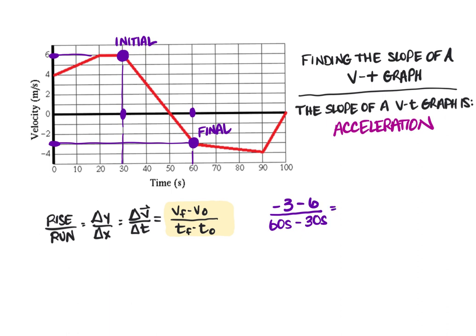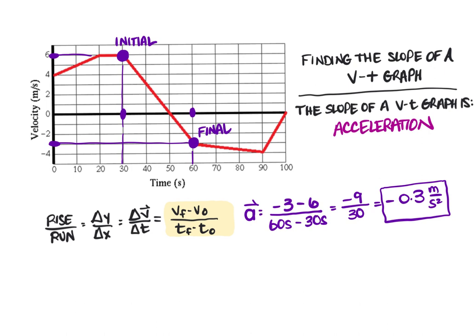So I have -9 divided by 30. I'm going to do a quick calculation on my calculator just to get that into decimal form. And that gives me -0.3. And my units for the acceleration are meters per second squared. This is the slope of this VT graph from 30 to 60 seconds, and that is equal to the acceleration.